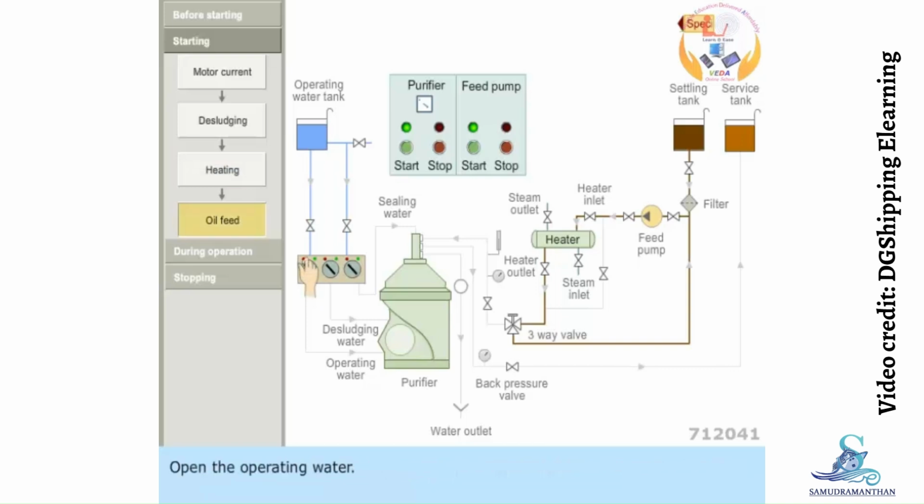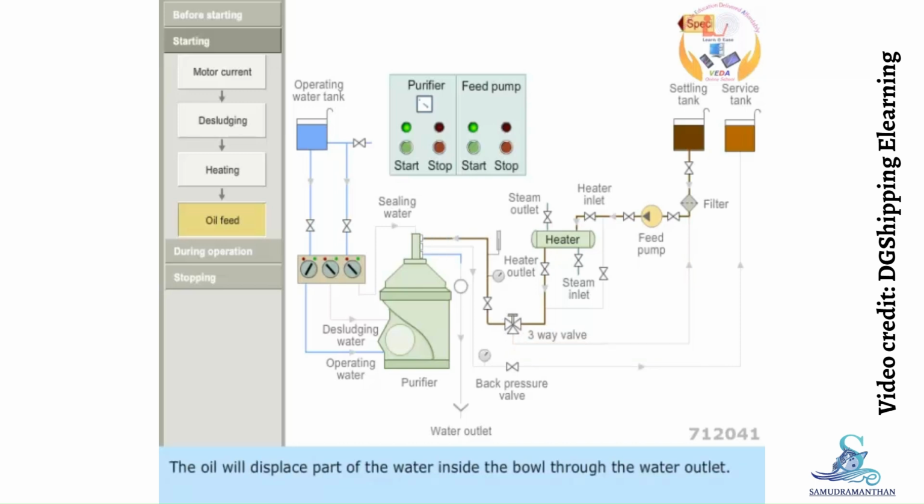Open the operating water. Open the sealing water until it overflows from the water outlet. Open the oil feed by positioning the three-way feed valve to the purifier. The oil will displace part of the water inside the bowl through the water outlet. The purified oil flows from the purifier to the service tank.